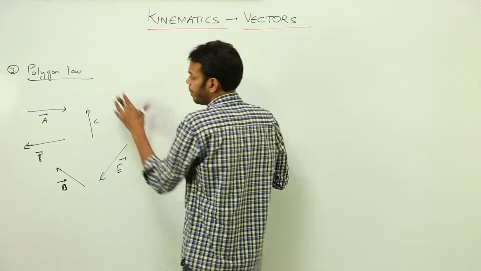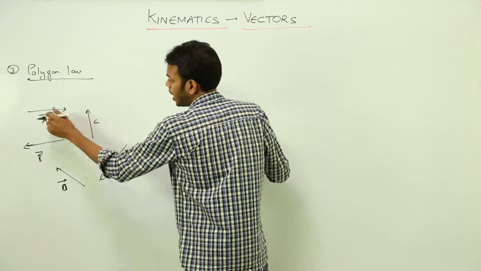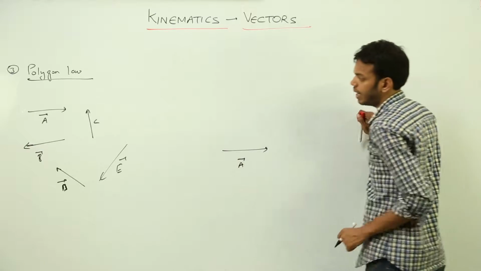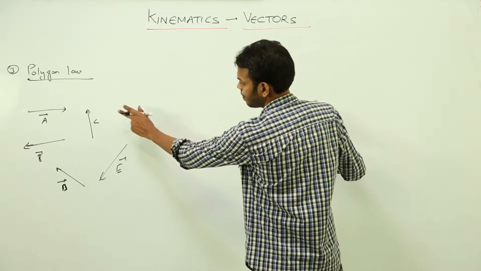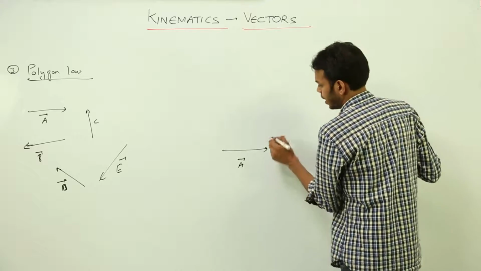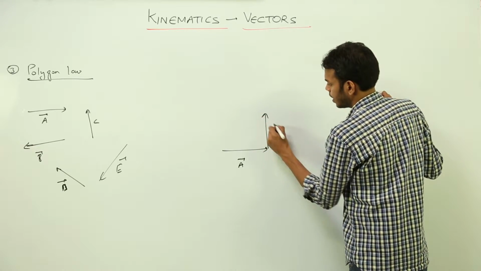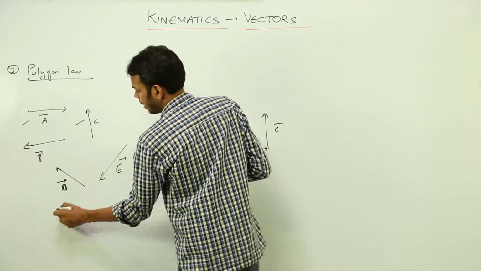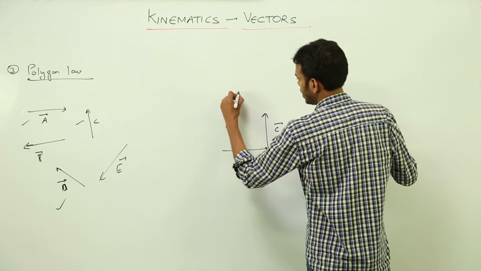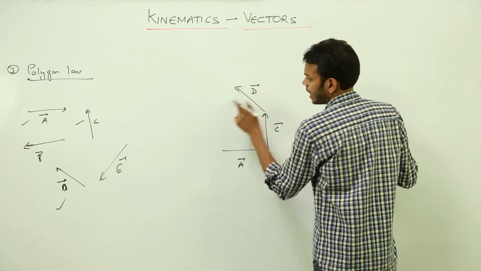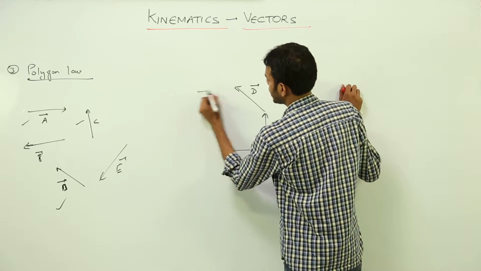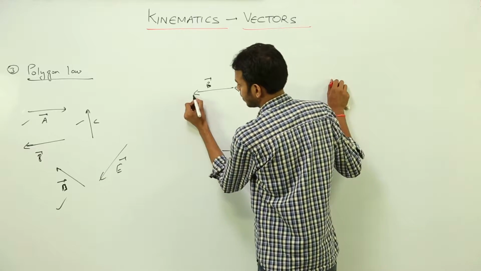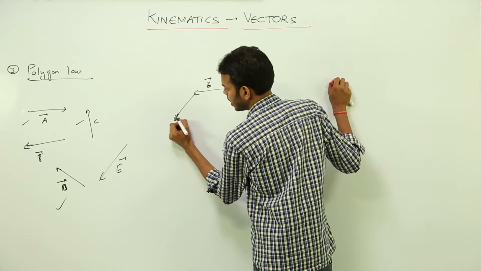So how do I make the diagram for the polygon law? I will be taking the vector A first. Suppose this is vector A. Then I am taking vector C. Okay, vector C is like this. Then I have taken A, C, I am taking vector D. Vector D is in this direction. Then I am going for vector B. This is vector B. And lastly, I am taking vector E. This is vector E, right?